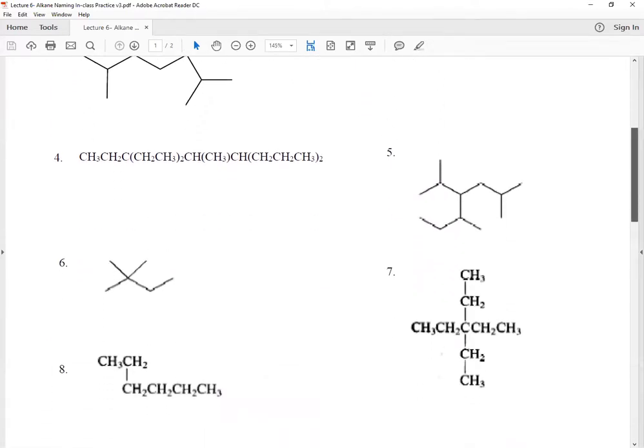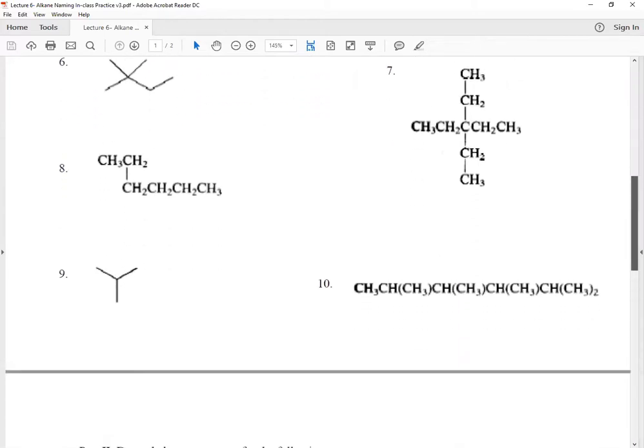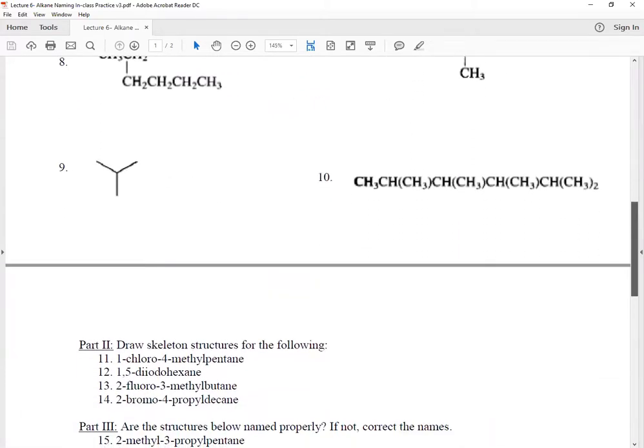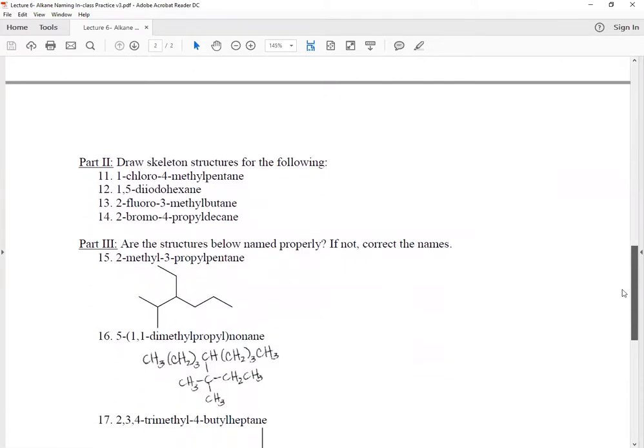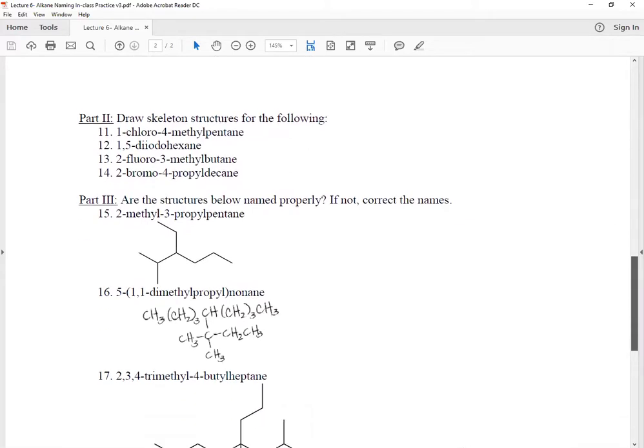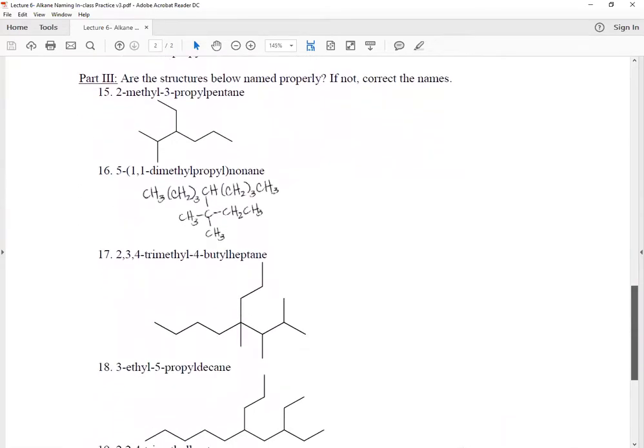Here are the next several, 4 through 8. Try those. Pause the video. When you're finished, resume. And there's 9 and 10. And then for the next few, we're drawing skeleton structures, so we're using the skeleton notation. And then for the last few, I'm asking you if these structures are named properly.